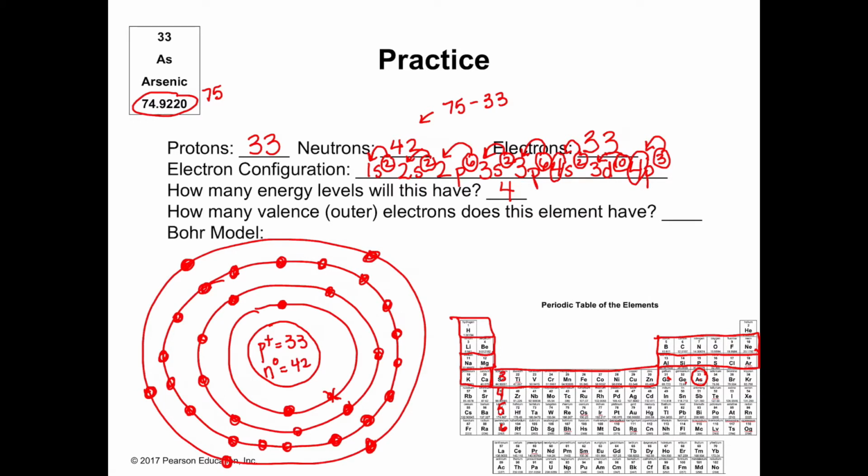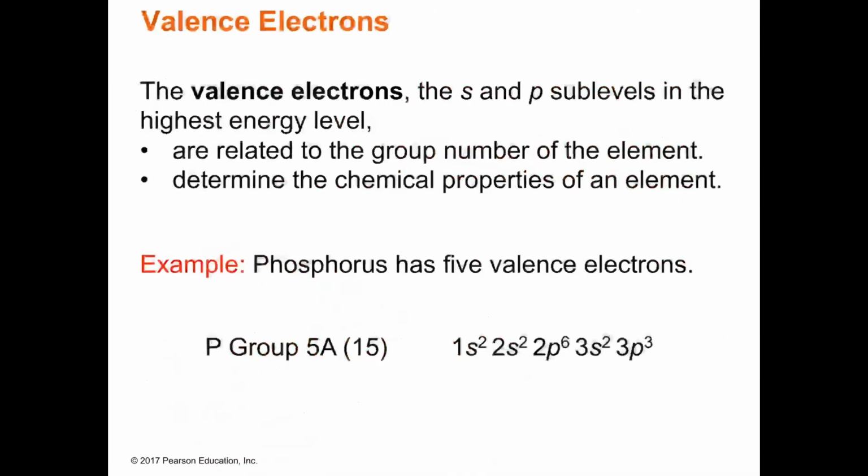So now when it asks how many valence or outer electrons this element has, we count the ones on the outermost, which is that fourth energy level. So we'll see it has 1, 2, 3, 4, 5 electrons on the outermost energy level, which means that it has 5 valence electrons. So the valence electrons, if you'll notice, are always the ones in the s and p sublevels for the highest energy level. And they're actually going to be related to the group number.